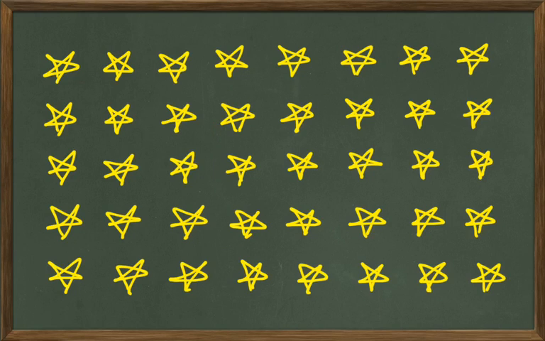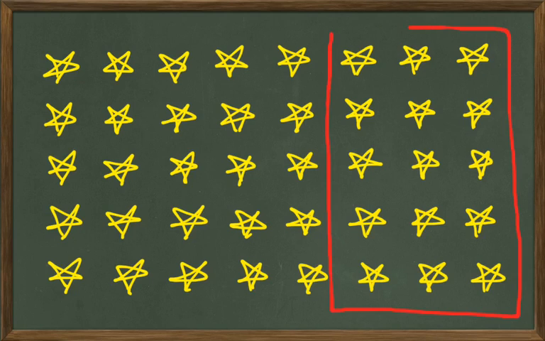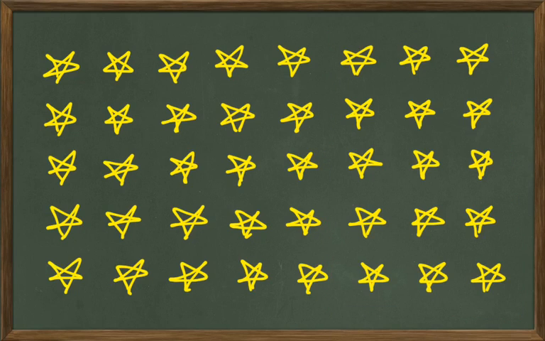How about, what if we go like this? How many stars are inside that red box? That's a little tougher. But if you said 15, you're right. That's 15. Let's see. How else can I stump you?